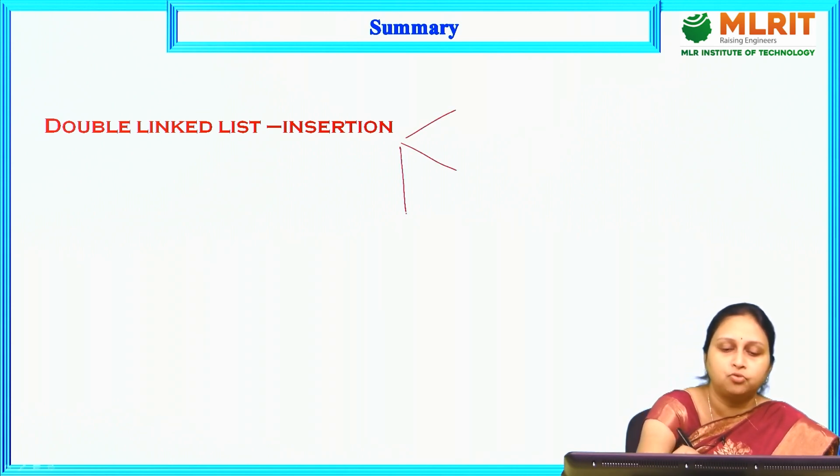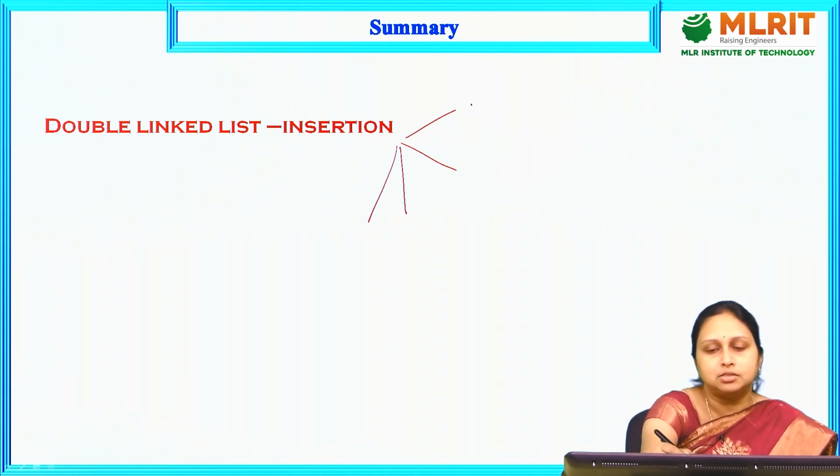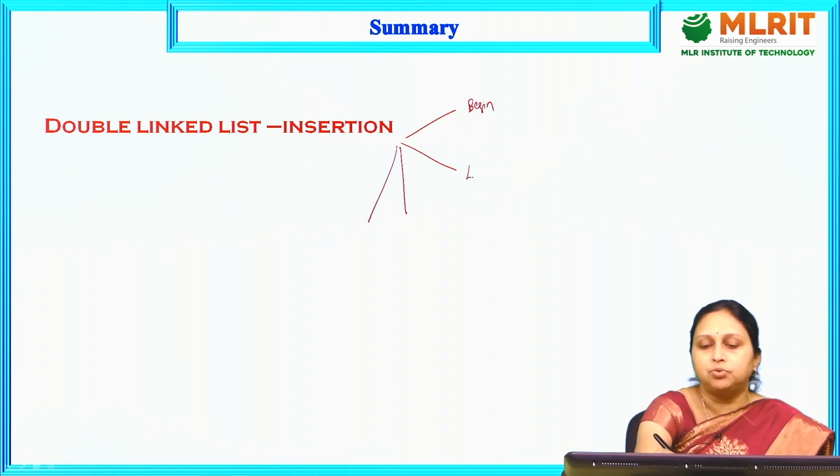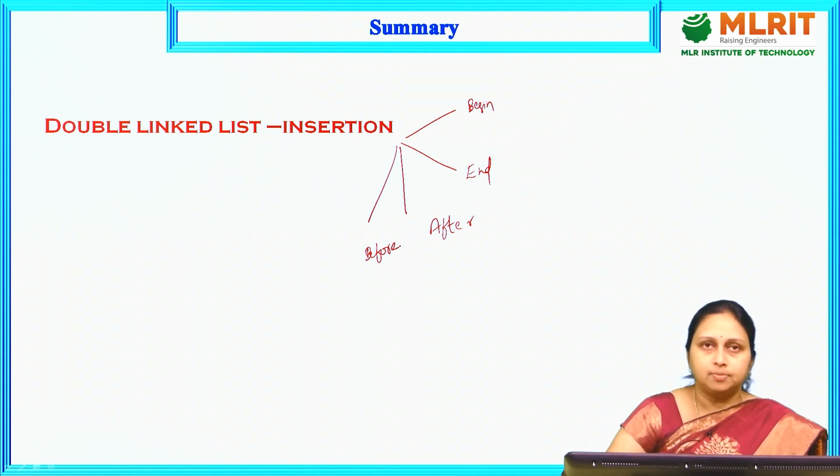functions we have. Let us see the summary of what we have discussed in this session. Double linked list insertion we have seen. Under insertion we have discussed 4 concepts. One is inserting a new node at the beginning of the list, inserting a new node at the end of the list, inserting a new node after the given element, and the last one is inserting a new node before the given element. This is how we have discussed all the double linked list insertion operations.